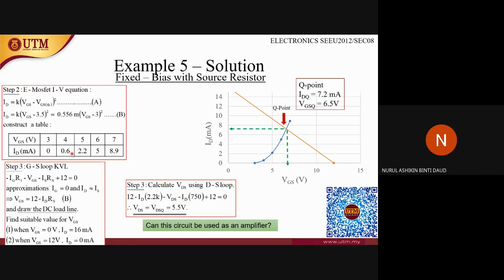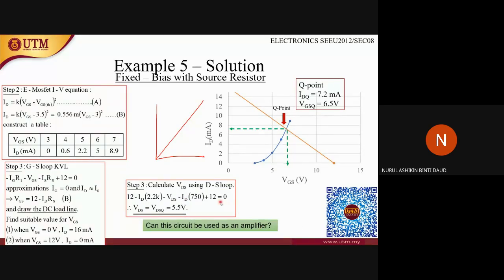Okay, change the value of ID using this graph, 2.25, and then you will get the different value of VDS, and then plot the graph. Based on the sketch graph, if the graph looks like this, it means that this circuit can be used as an amplifier. It amplifies the current, the drain voltage is amplified at the output. But if you see that it is decreasing, it cannot be used as an amplifier.